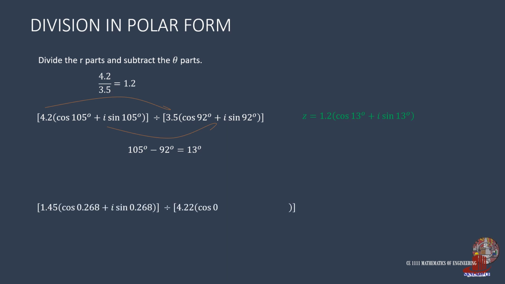Next, 1.45 cosine of 0.268 plus i sine of 0.268 divided by 4.22 cosine of 0.175 plus i sine of 0.175. Divide 1.45 by 4.22 and subtract 0.175 from 0.268. The resulting complex number is 0.34 cosine of 0.093 plus i sine of 0.093.